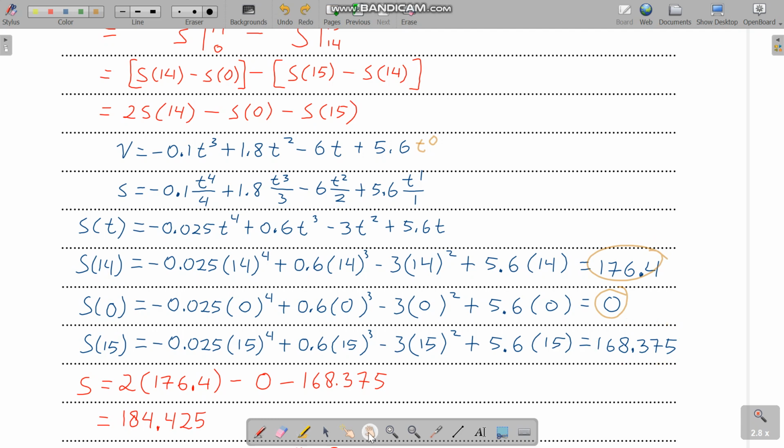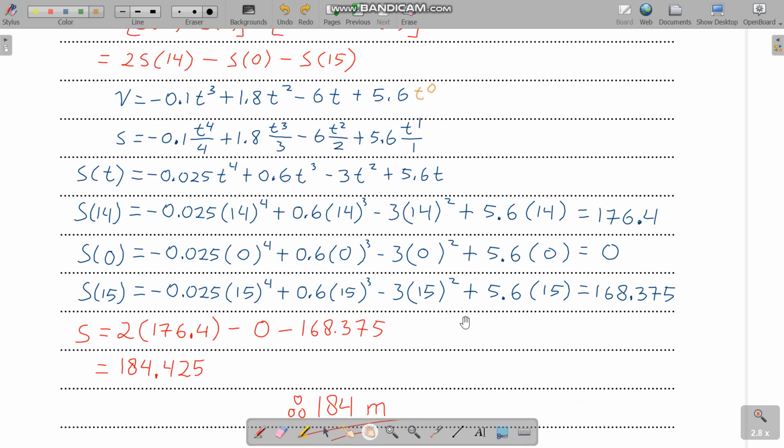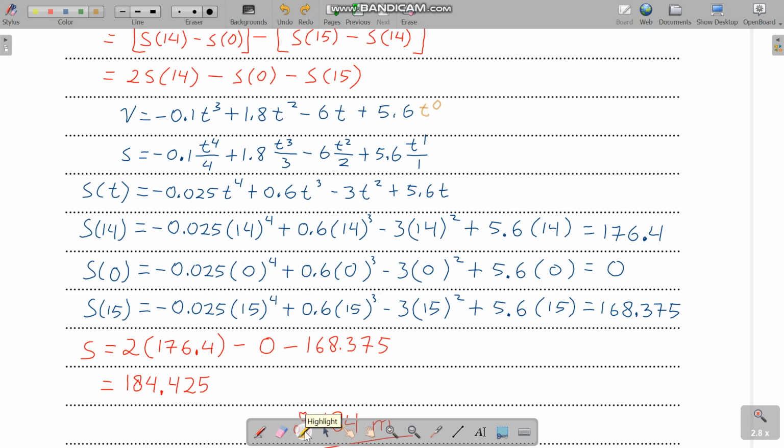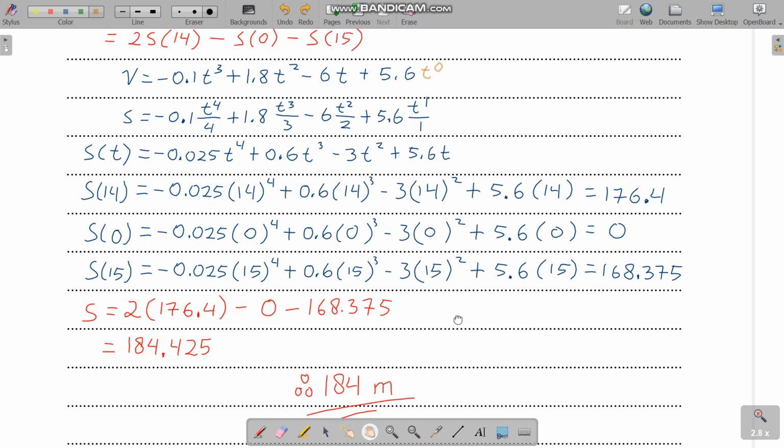So now we're ready. We know that s of 14 is this guy, we plug in. We know that s of 0 is 0, and we know that s of 15 is this guy. Use a calculator. The final answer in 3SF is 184 meters.